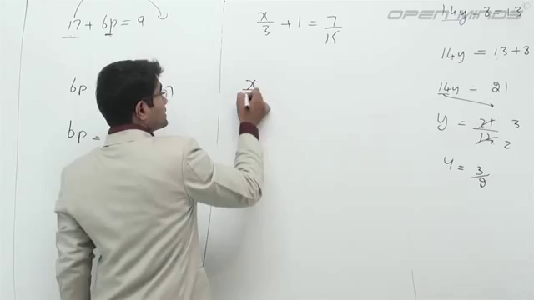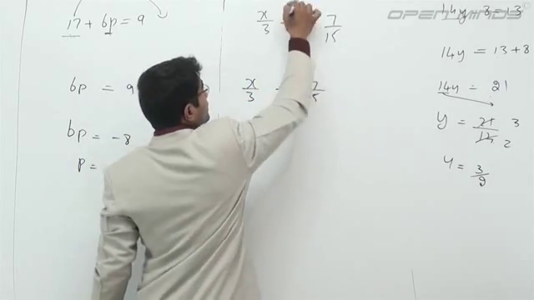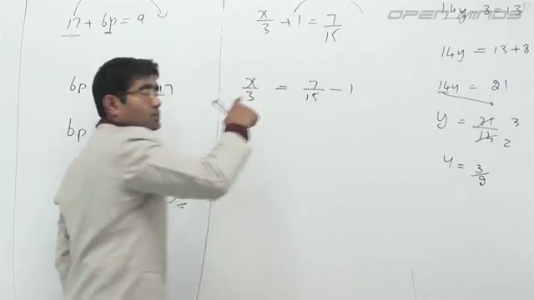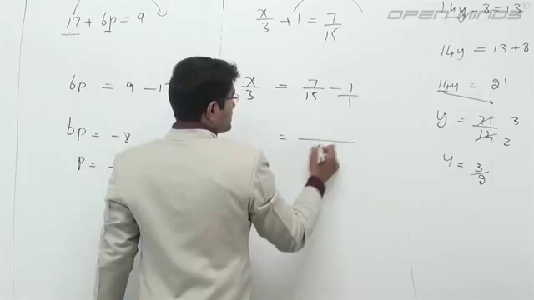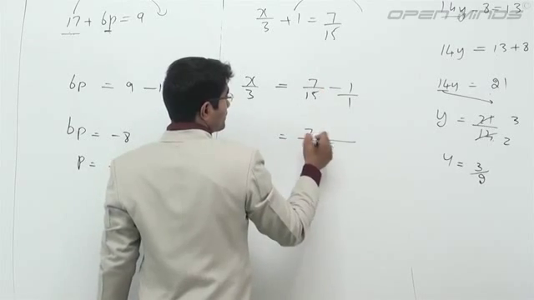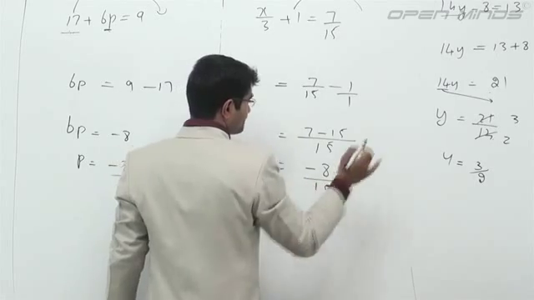By transporting this, I have 1 would go there. These guys remain the same. 1 would go there as minus 1. Plus 1 goes as minus 1. Keep the rules intact. So what's the LCM? 15. And I have 7 minus 15 is what I get. That is minus 8 again by 15.